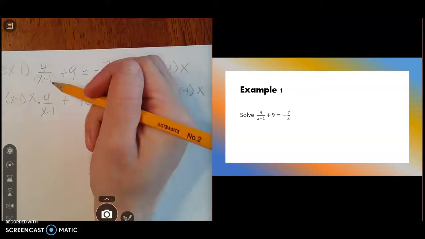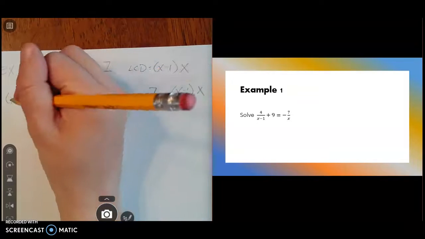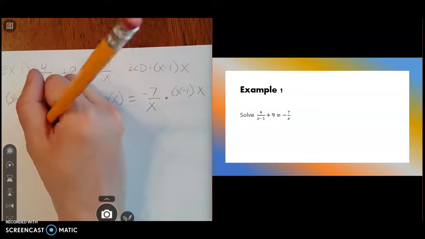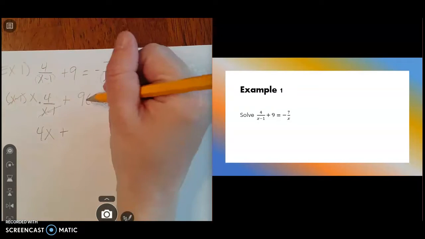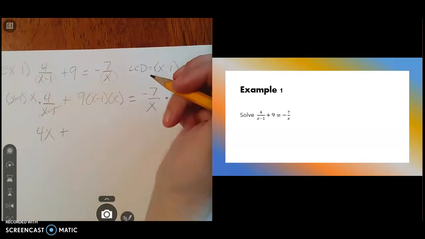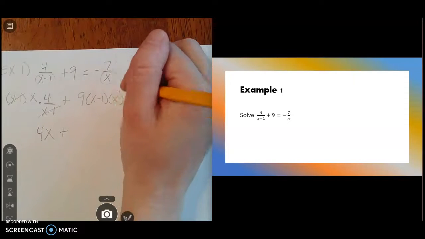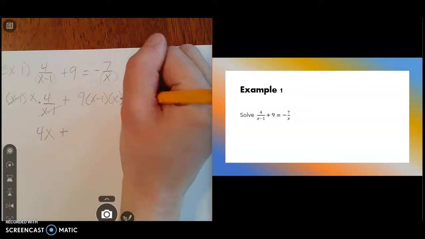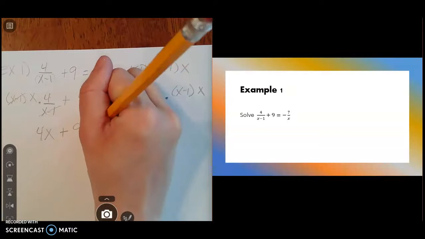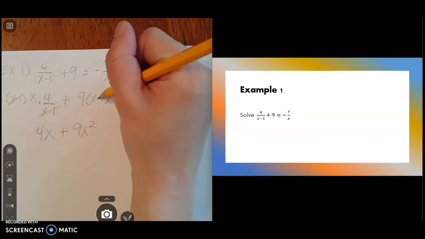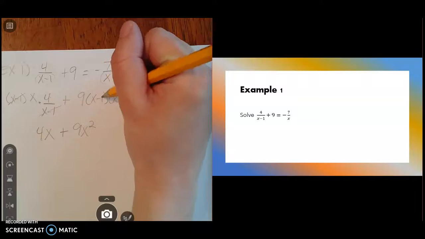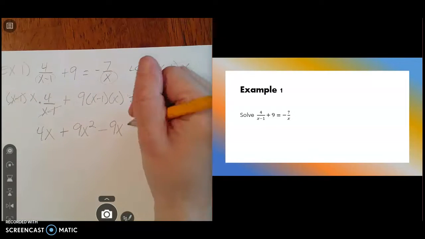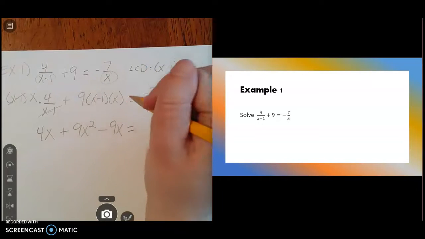So take it one at a time. The first term, you'll notice that the x minus 1s are going to divide out. You're just going to have x times 4, which is 4x. In the second term, nothing divides out, so we just need to multiply everything together, okay? So let's see. 9 times x is 9x, and 9x times x is 9x squared. Then I've got 9 times negative 1, which would be negative 9. And negative 9 times x is negative 9x. And that is everything multiplied together on that one.